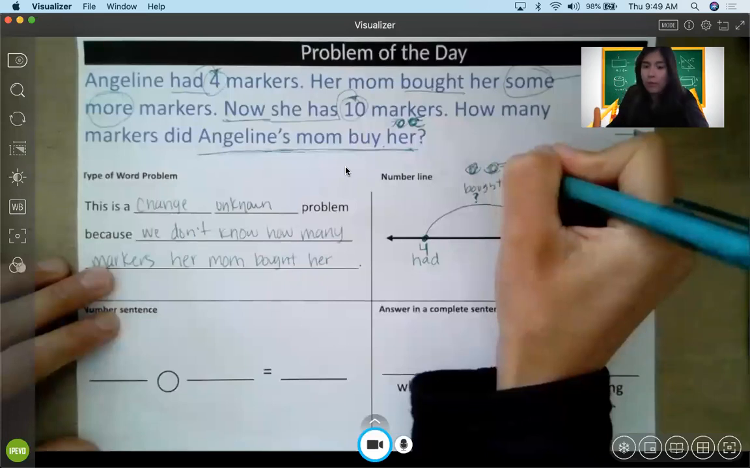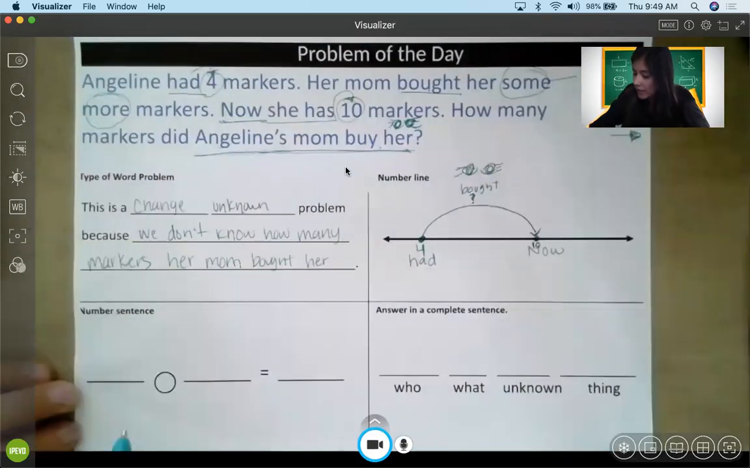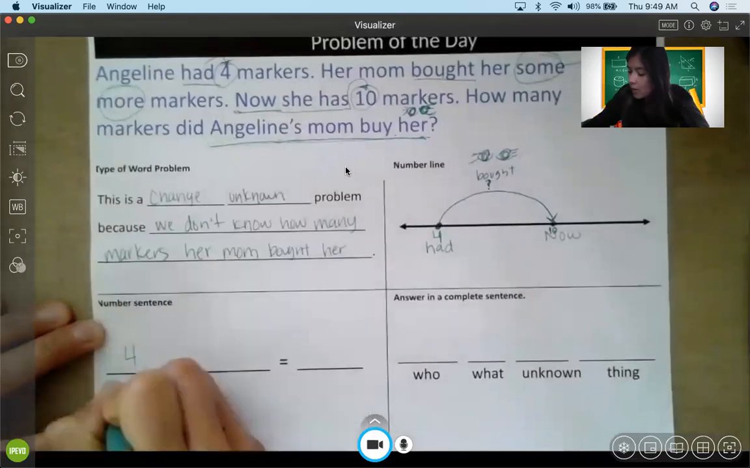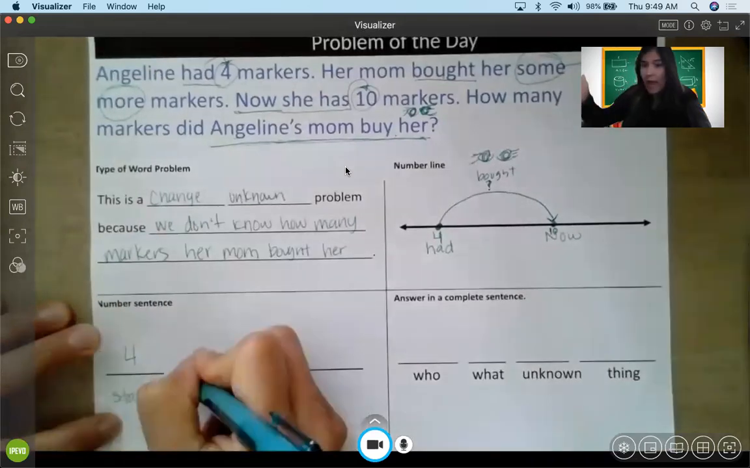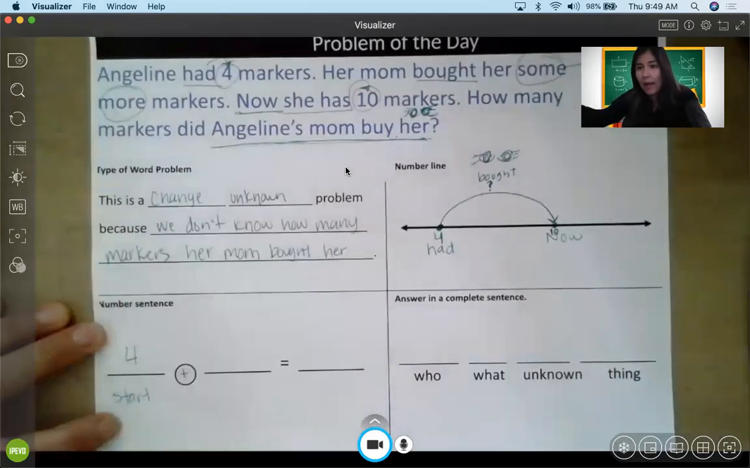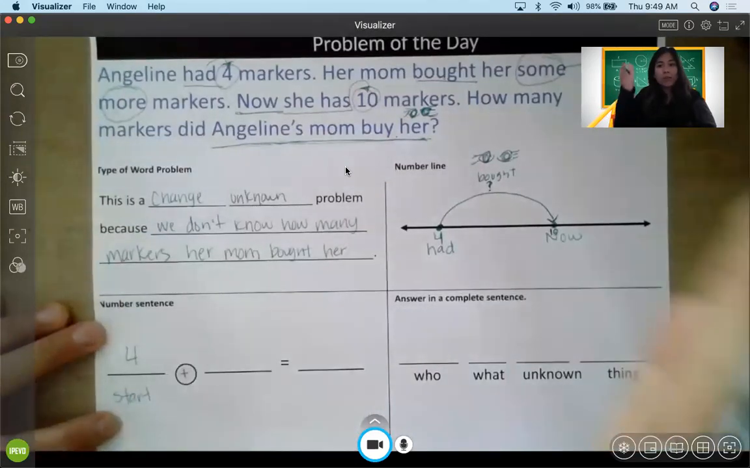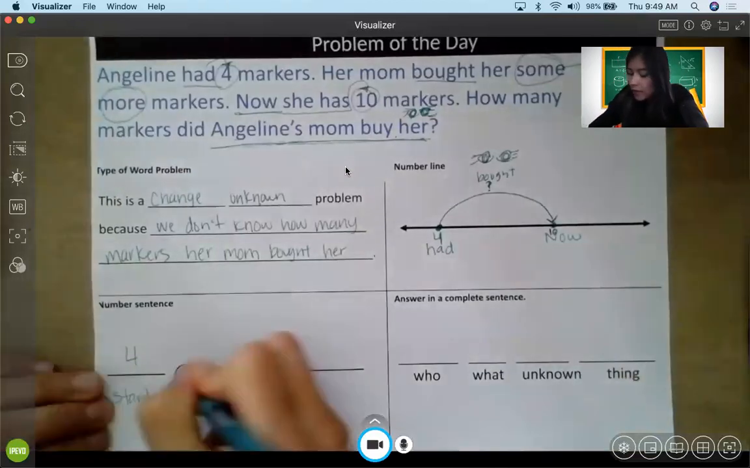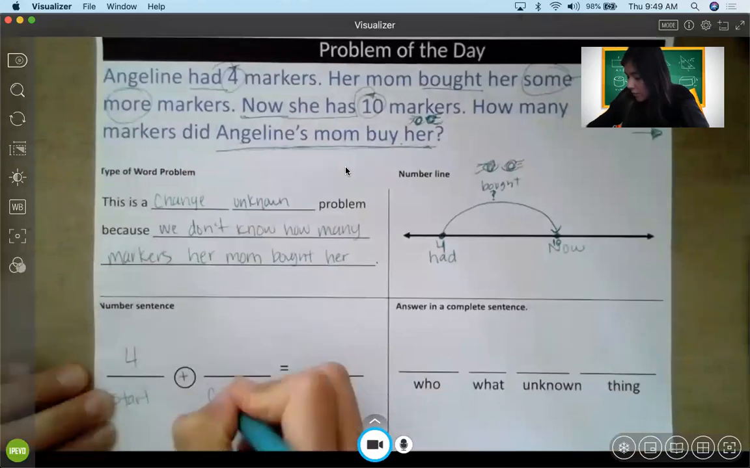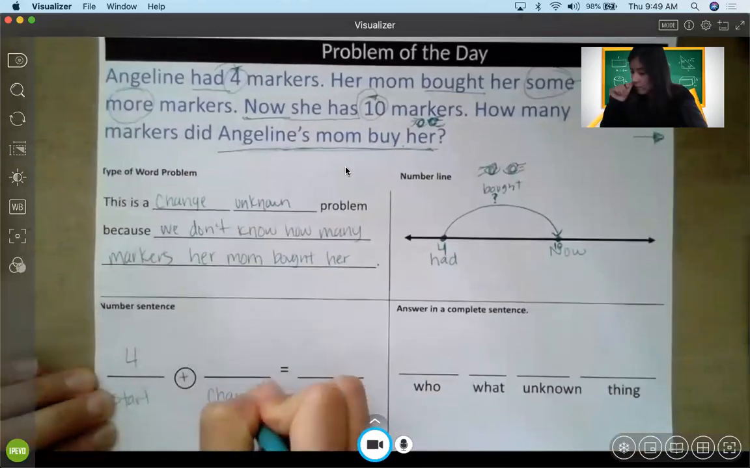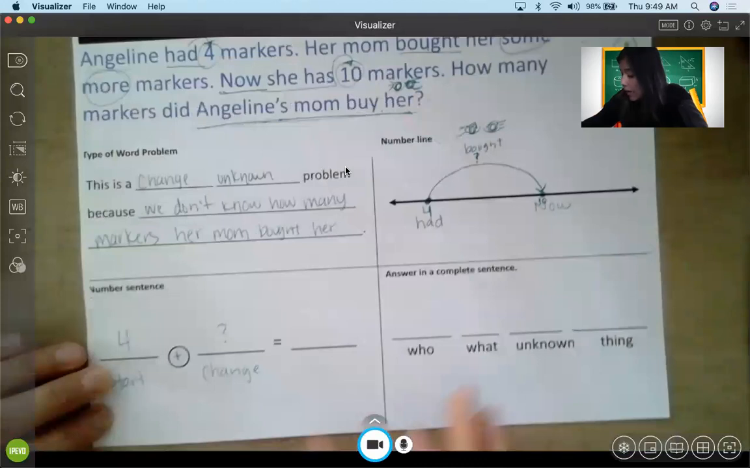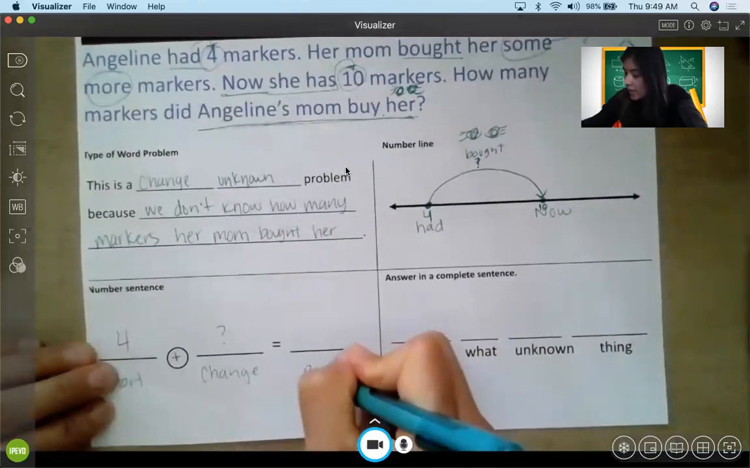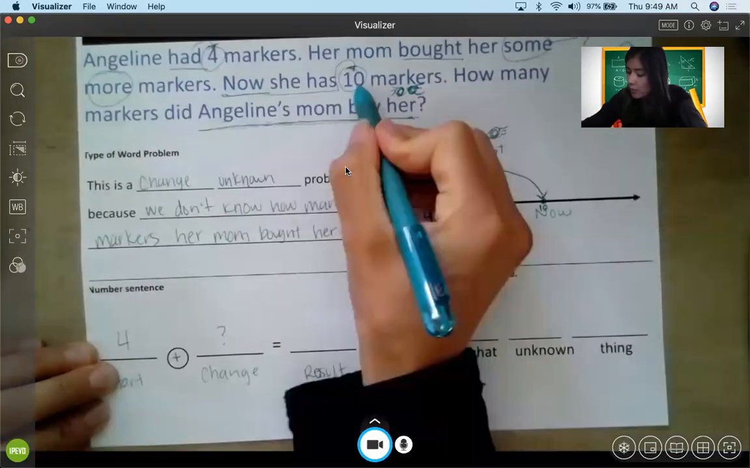Now we represent it in the number sentence. So Angeline had 4, right? That's our start. Her mom bought her, so we're adding to the amount that we already have. Bought her some more, so the amount she started with changed, but we don't know by how many. And now, as a result, now she has 10. So this is what we need to find.